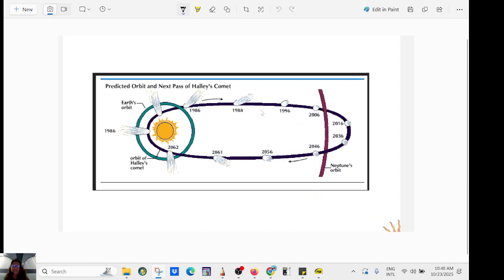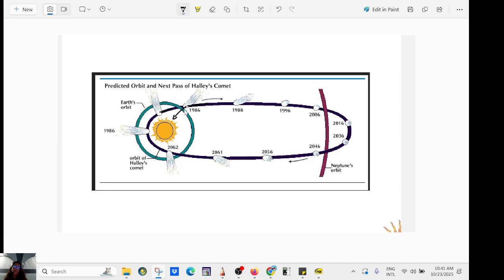So 1986, you see the window during which you can watch the comet is very small. Last time it was 1986. Next time will be 2064, so I won't be around. Hopefully you will.